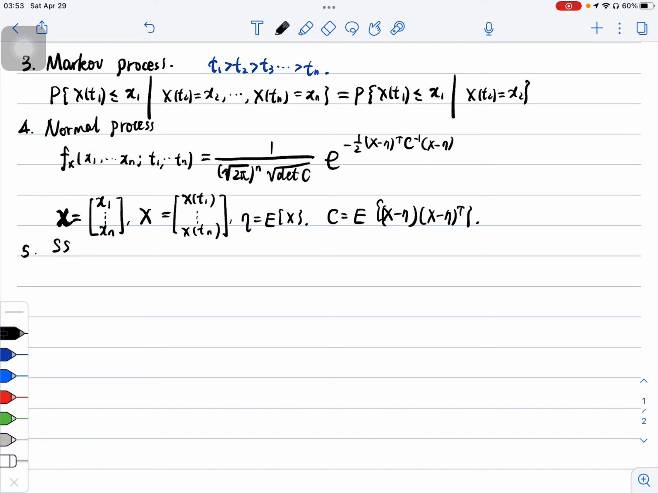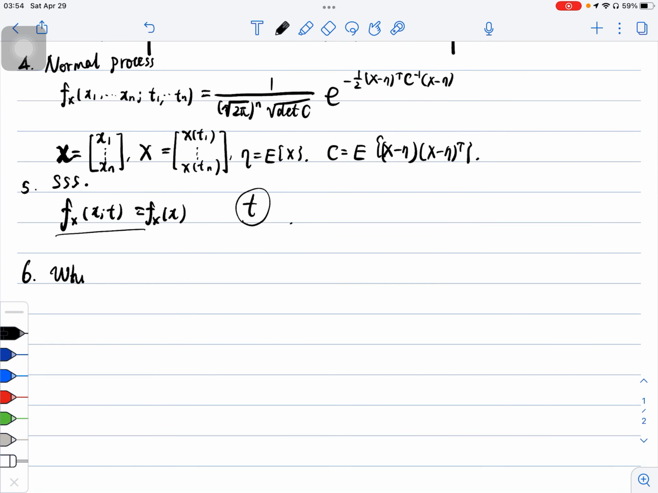Five, the SSS. A real stochastic process Xt is stationary in the strict sense, or SSS, if its statistics are not affected by a shift on the time axis. This means that two processes Xt and Xt plus epsilon have the same statistics for any epsilon, which means that the value of f_X(x;t) is independent of t.